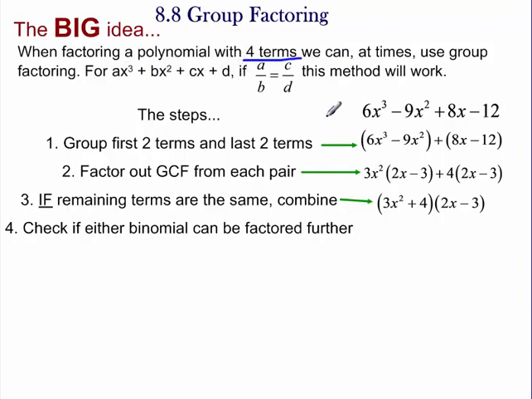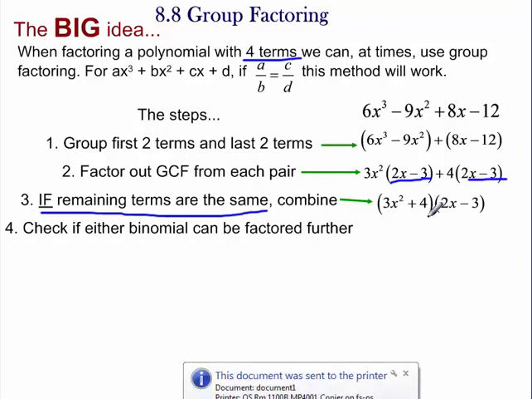All right, here are the steps. First step, you need to group the first 2 terms and group the second 2 terms. Then you factor out your greatest common factor. If, and this is a big if, the remaining terms are the same, so 2x minus 3 and 2x minus 3, then we can write it like this, and this is my answer. We can always check. Again, it says to see if any of them can be factored any further. Sometimes I'll do that, but right now, this is what you're going to be dealing with for the most part.